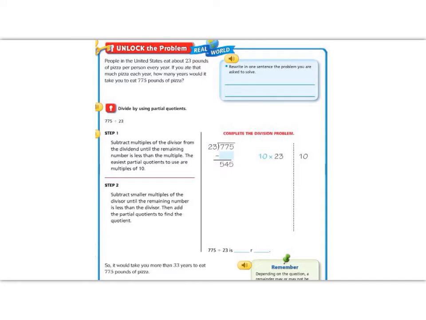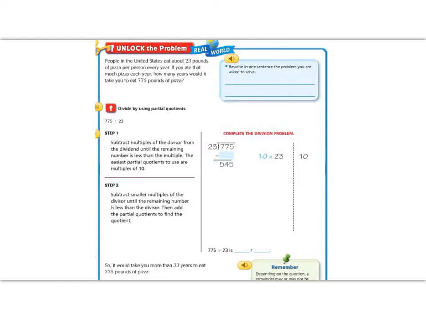Alright, 5th graders, in today's lesson we're going to be dividing by two-digit divisors, but instead of using the standard method, we're going to be using a method called partial quotients. We've practiced with partial products before, so now we're going to do partial quotients. A partial means a part of, and quotient means the answer to a division problem. So we're going to divide a little part at a time.